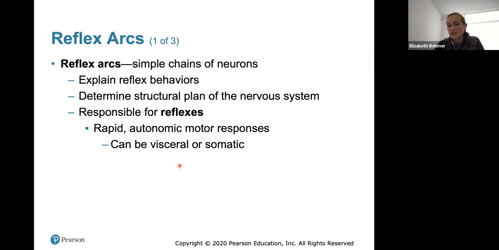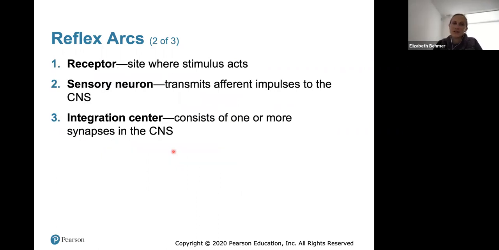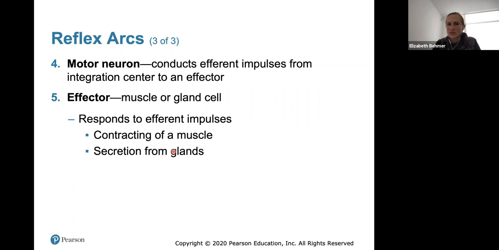And reflex arcs are responsible for reflexes, which are rapid automatic motor responses that can be visceral, going to your organs, or somatic, going to your skeletal muscles. In a reflex arc, we always have the receptor, the site where the stimulus acts, the sensory neuron, which transmits afferent impulses to your central nervous system, the integration center, which consists of one or more synapses in the central nervous system, the motor neuron, which conducts the efferent or motor impulse from the integration center to the effector, and then the effector, whether that's a muscle or a gland.